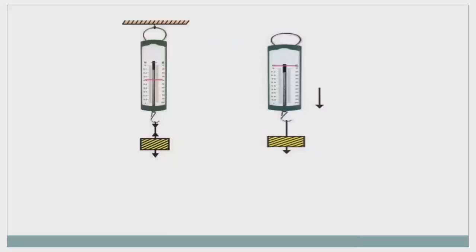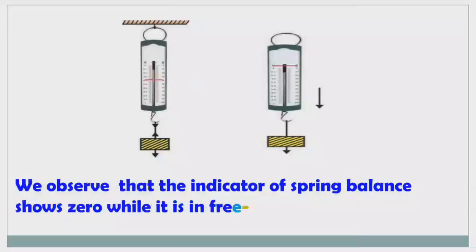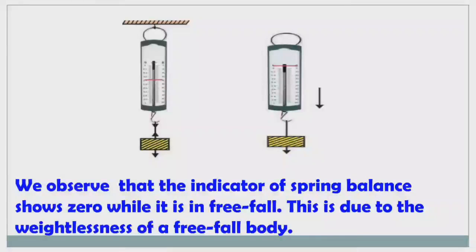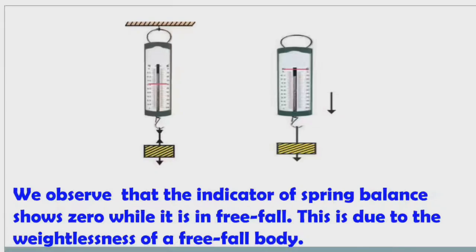Here we can see the spring balance falling freely. When it is falling freely, it shows 0 weight, weightlessness. We observe that the indicator of the spring balance shows 0 while it is in free fall. When a body is falling freely, it experiences weightlessness.